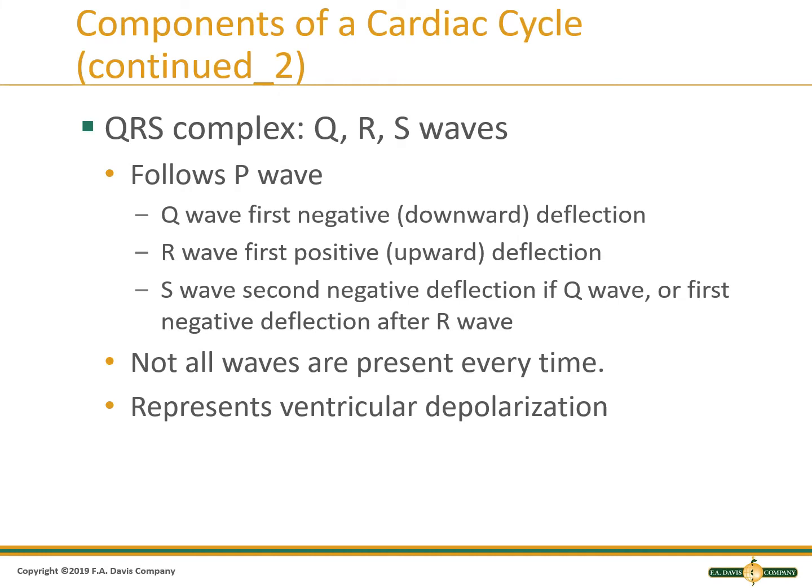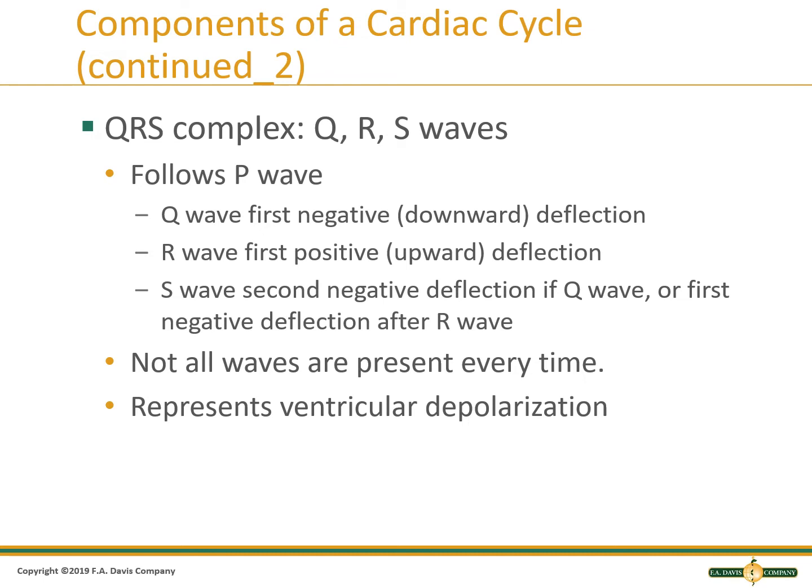The QRS complex represents the ventricular depolarization, that is, the ventricular contraction. It is made up of 3 waves, Q, R, and S. Q is the downward deflection after the P wave. The R wave is the first upward deflection after the P wave. The S wave is the first negative deflection after the R wave. S wave ends when it returns to the isoelectric line.